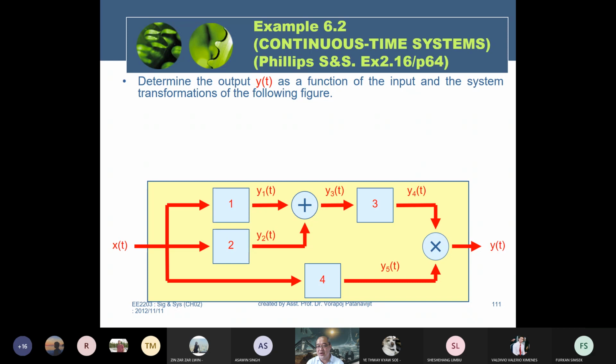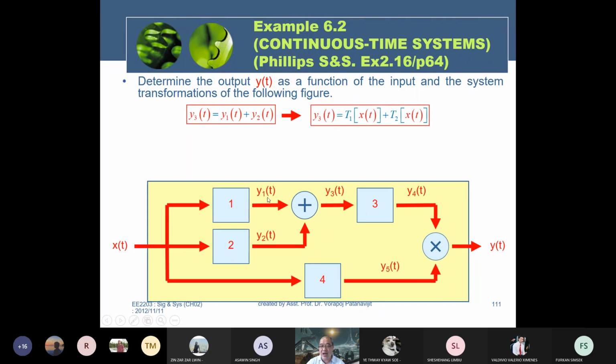From the abstract point of view, if I ask you to determine the output y(t) as a function of the input and the system transformations in the following figure, you write y3 in terms of x and in terms of its sub-functions. You can write them in each step. y3 equals y1 plus y2, where y1 equals the transformation of x, T1 of x, and y2 equals the transformation of block 2, T2 of x.